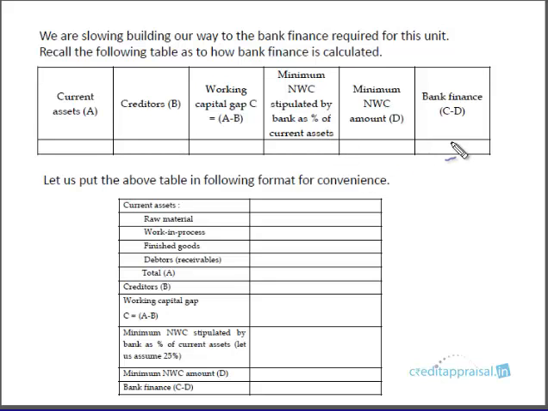Okay, so we said this is how banks are going to calculate the bank finance. They're going to arrive at something called working capital gap. This is a concept we already discussed. Please refer back. We discussed the concept called working capital gap. This is basically the total current assets minus creditors.